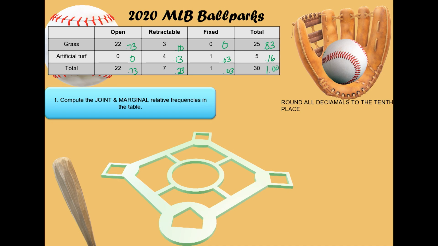All right, let's double check. I'm going to put that 25 and divide it by 30, and I get 83.3. Now, Ms. Killen, when I take 0.83 and I add 0.162, I'm not necessarily getting that 1?